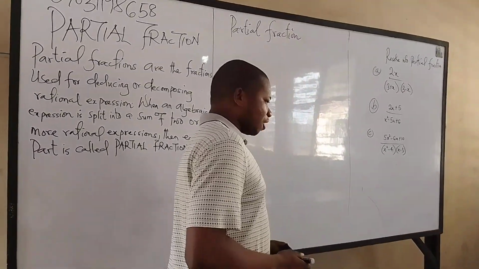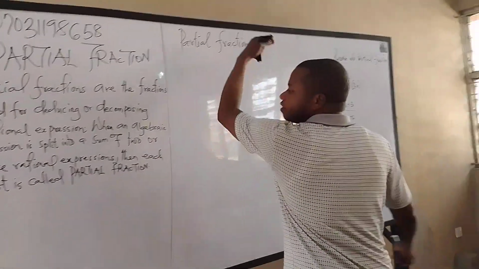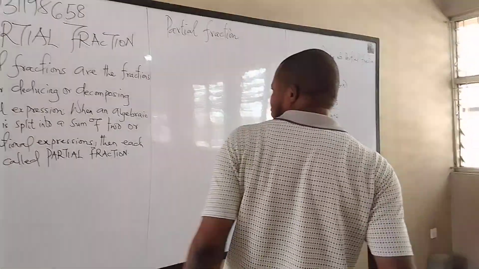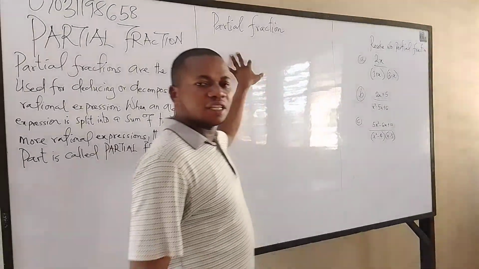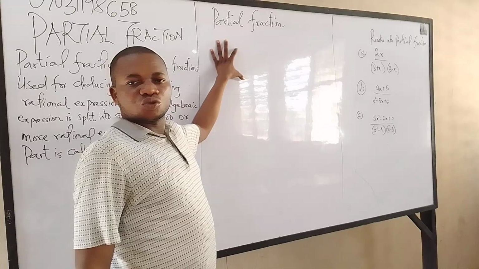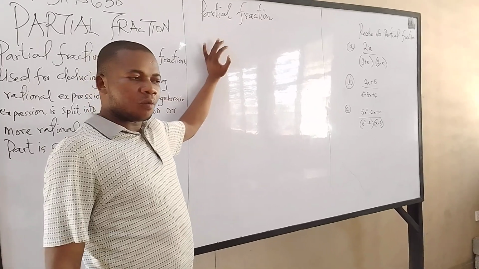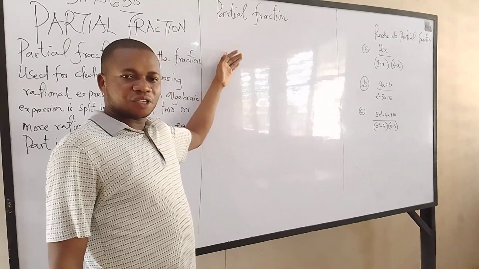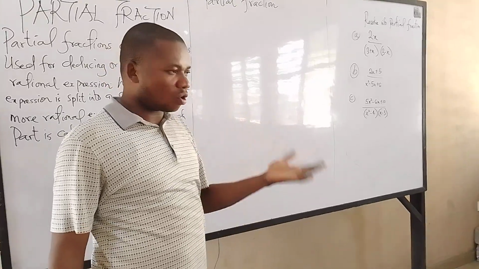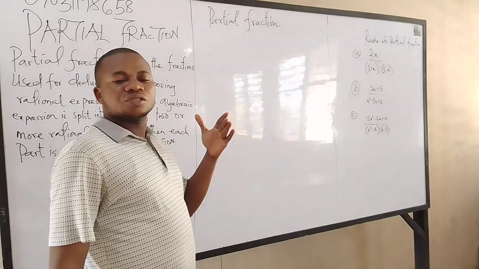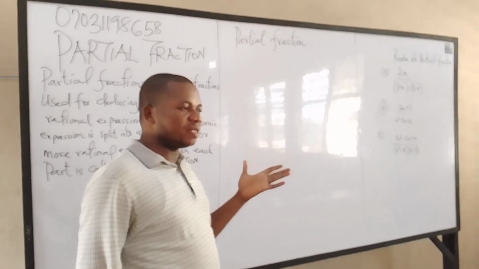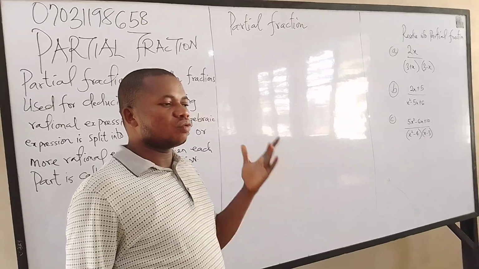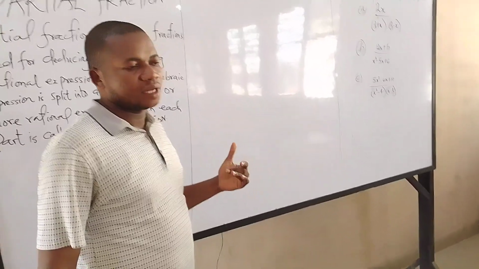I want to talk about partial fraction now. Having talked about fraction, I want to deal with partial fraction. Partial fraction is a fraction we use to reduce, decompose rational expressions. Just like as we have in the case of surds, those even numbers that we cannot determine their square root, they are irrational numbers. So we use surds to rationalize them and all that.